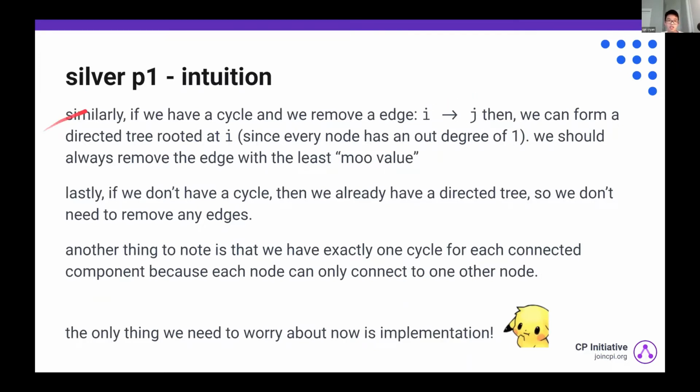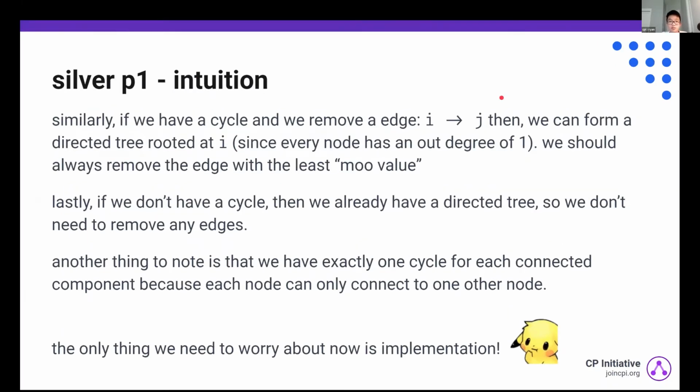Okay. Continuing on, if you have a cycle and we remove an edge from I to J, then we can always form a directed tree rooted at I, since every node has an out degree of 1. Right? Because if you have a simple cycle where everything has an out degree of 1, we can always form a directed tree rooted at I if we remove some edge I to J with a cycle.